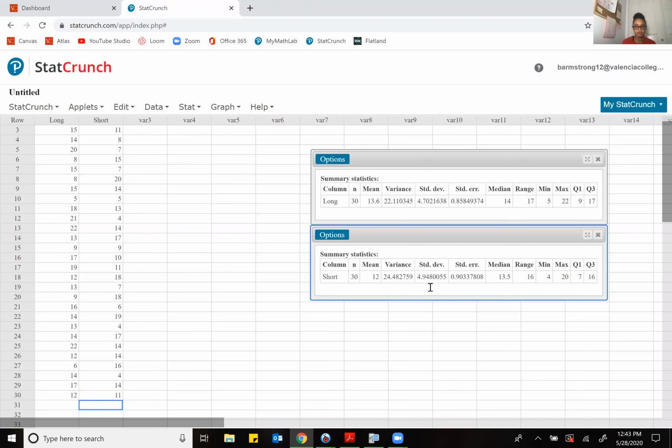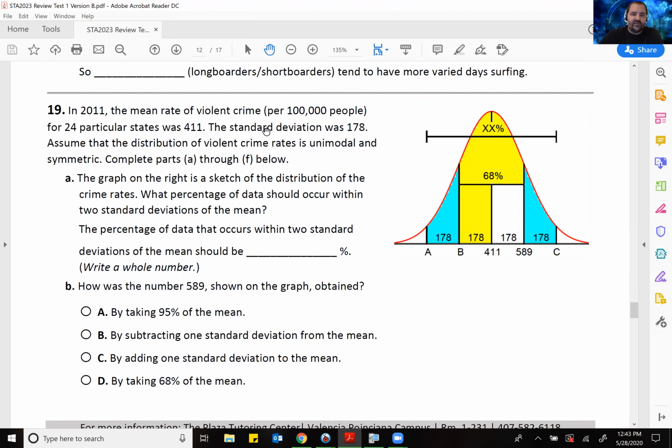All right, number 19. So we were talking about this, that the mean rate for violent crimes for 24 particular states was 411. The standard deviation is 178. So assume the distribution is unimodal and symmetric. So it says the graph on the right is a sketch of the distribution of crime rates. What percentage of the data should occur within 2 standard deviations? So this is testing your knowledge of that empirical rule.